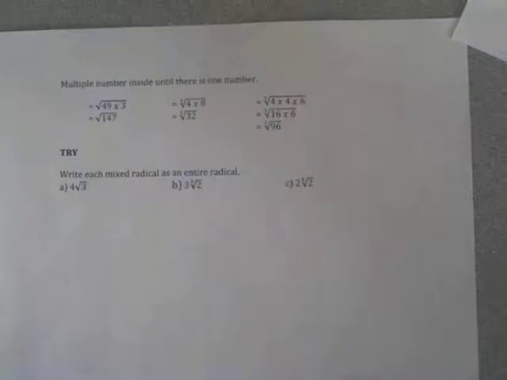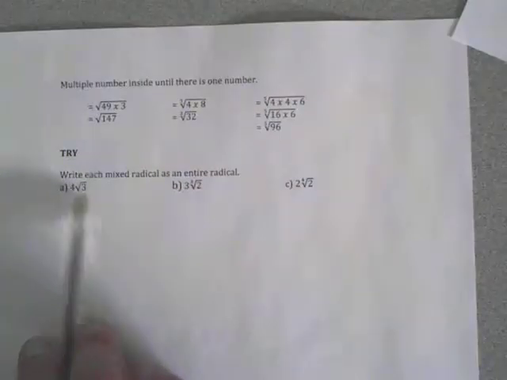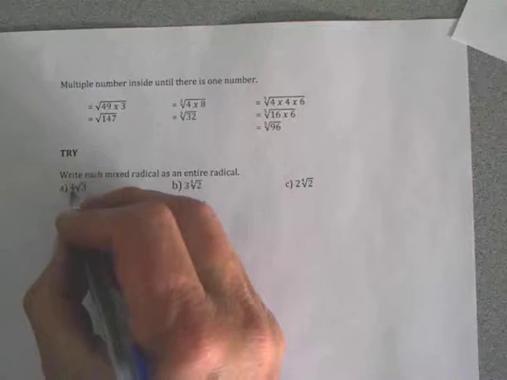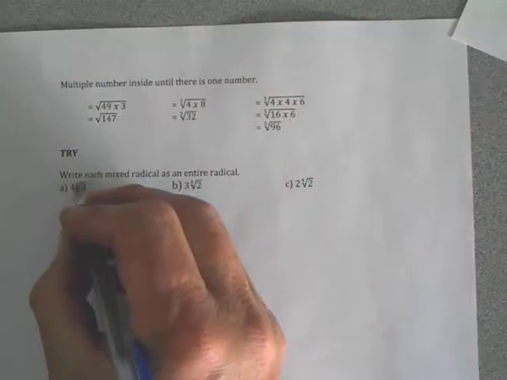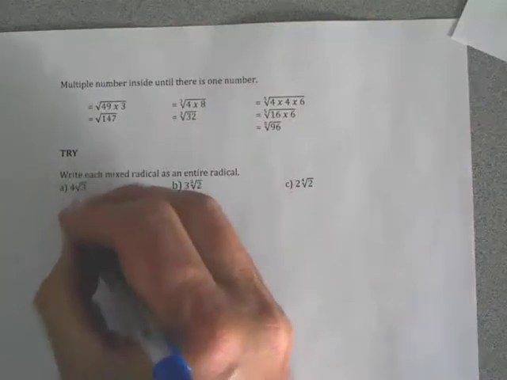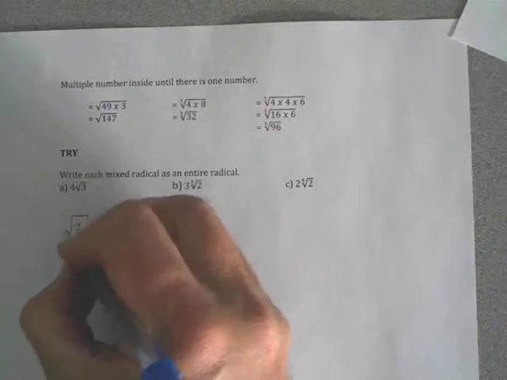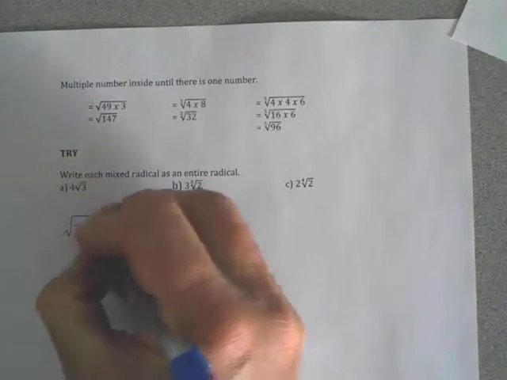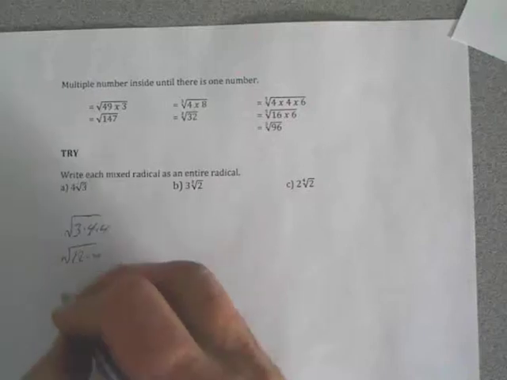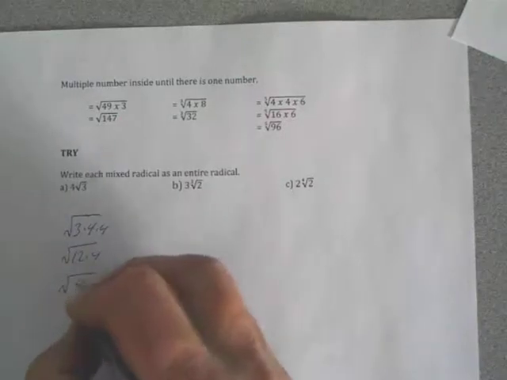Okay, you should have stopped the tape. So now I'm going to put this form here into an entire radical. The 4 on the outside, once again, has an imaginary 2 there, so it tells me I have to have a group of two 4s to bring out, so I'm going to put them back in. So I get 3 times 4 times 4, which is equal to 12 times 4, which is equal to 48.